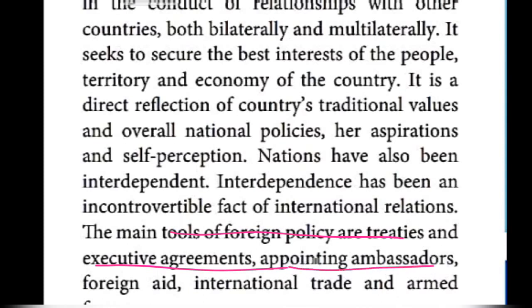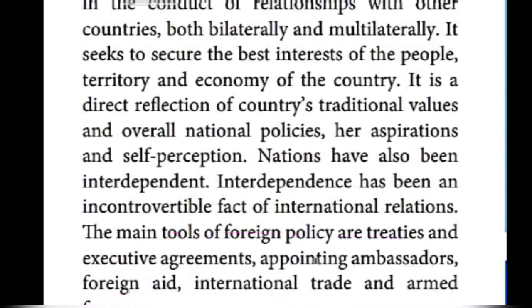And appointing ambassadors. All the countries' ambassadors used to stay in India. Likewise, India's ambassadors also used to stay in other countries. Ambassadors in the sense, தூதுவர்கள். Yes, that's a thing. Okay, the next one, foreign aid. Foreign aid in the sense help. Aid in the sense help.